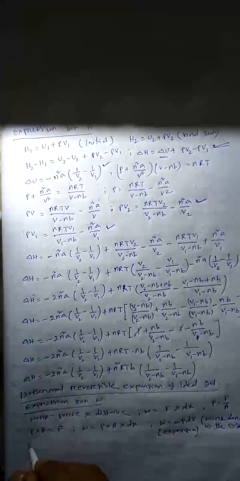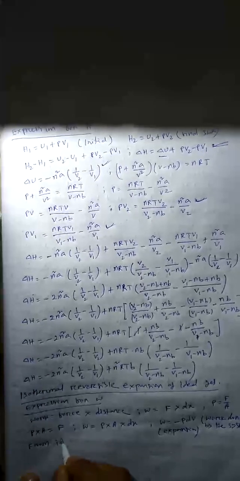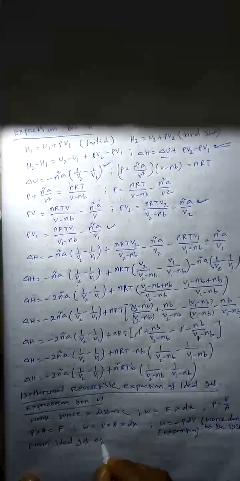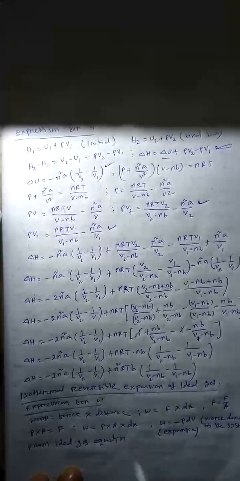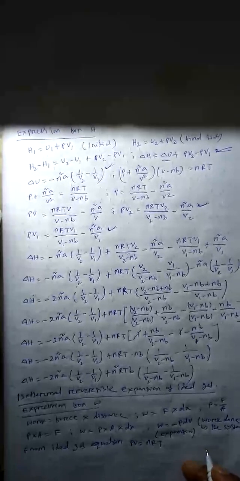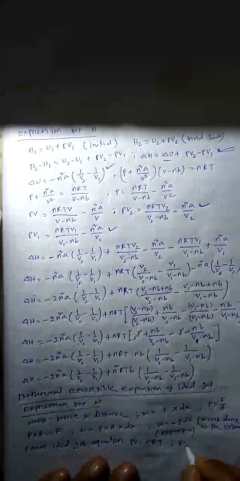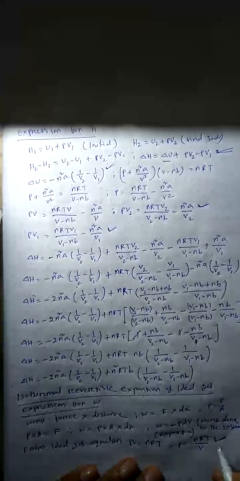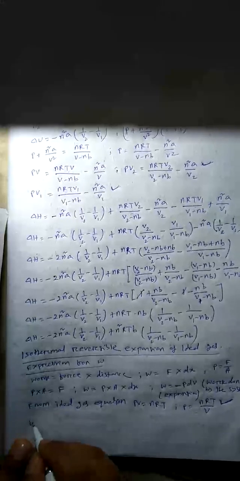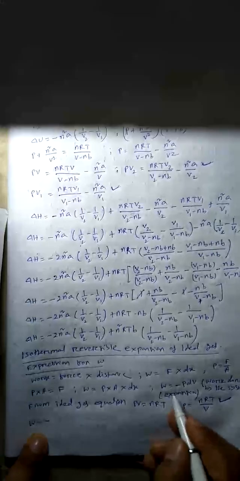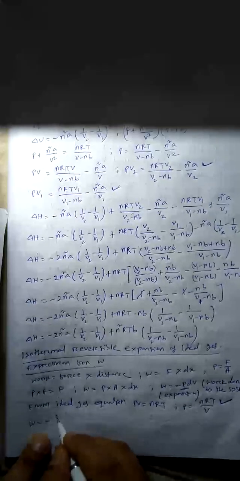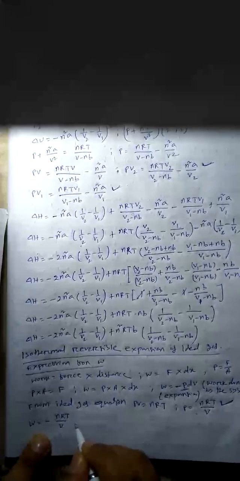From the ideal gas equation, we know PV is equal to nRT. Then P is equal to nRT by V. Now substitute this P value in this equation. When we substitute this P value, what do we get? Now W is equal to minus, in place of P I write nRT by V dV. This is my work done.